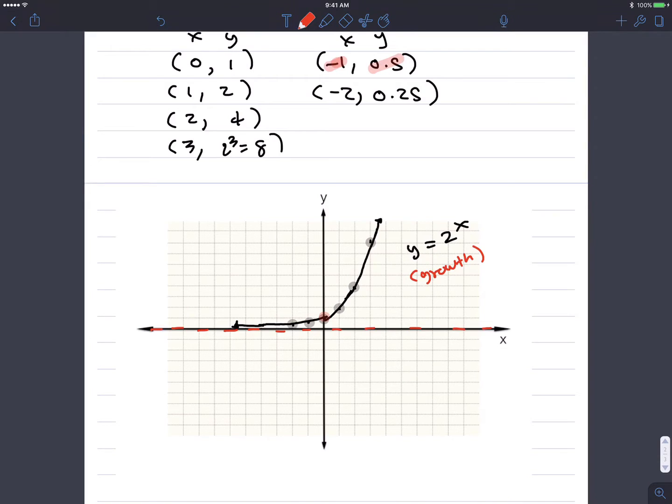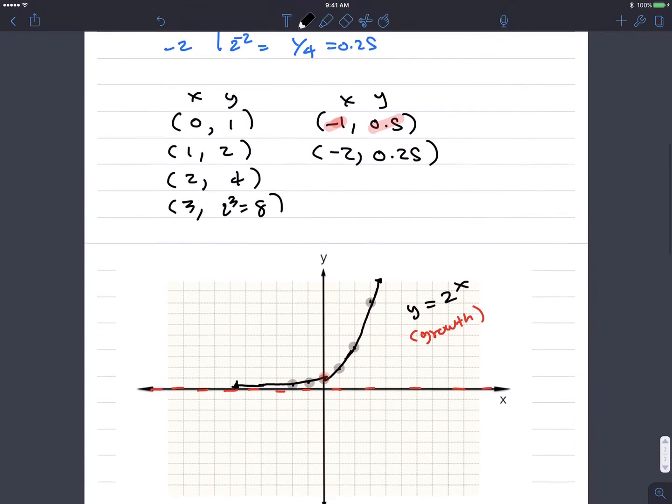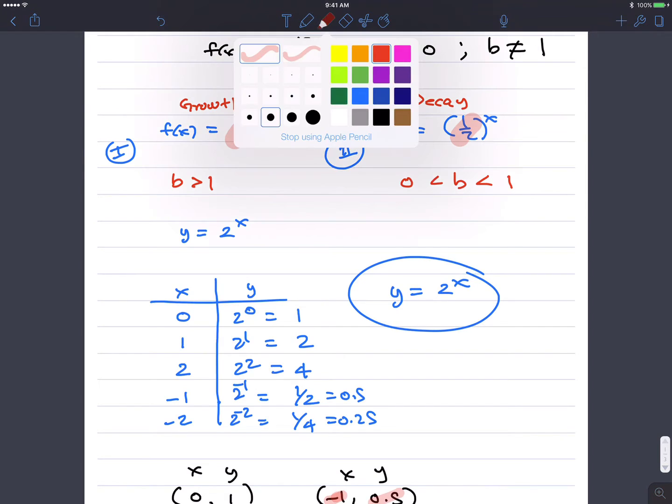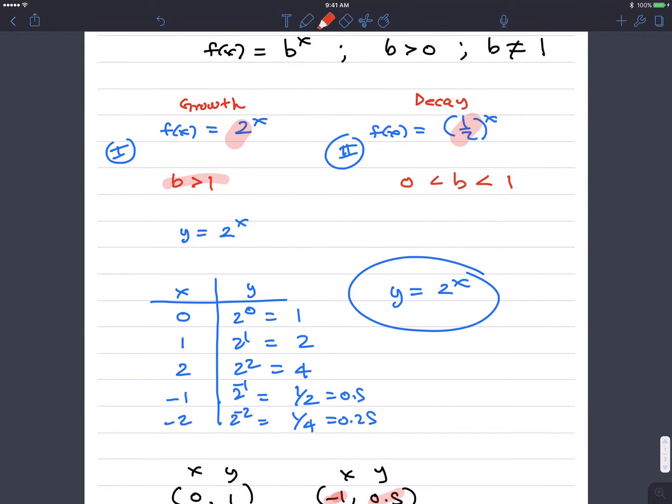Money is supposed to grow. When you invest your money, it's supposed to grow, and grow exponentially. So as time gets bigger, your investment is supposed to grow much bigger too. Anyway, this is your growth curve, and this always happens, by the way, I say always, when the base is greater than or equal to 1. You will always have a growth curve.